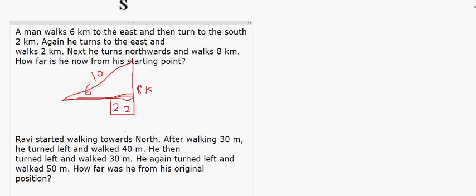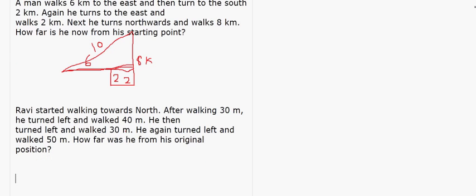So in this question, it talks about left and right. Let's see how to do this. Ravi starts walking towards north.